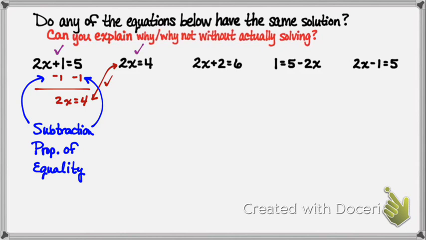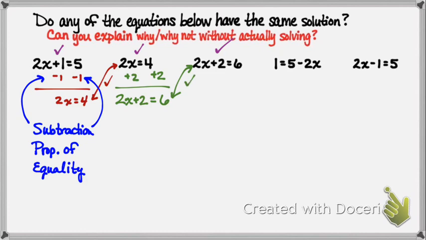Are there any others? If you see one, tell me just one that you know would have the same answer as the first two. Yes, ma'am. 2x plus 2 equals 6. This one also has the same answer. Now I'm curious. What could I do to 2x equals 4 to make it look exactly like this one right here? Add 2 on both sides. We could add 2 on both sides. If I added 2 and I added 2, I would have 2x plus 2 equals 6.